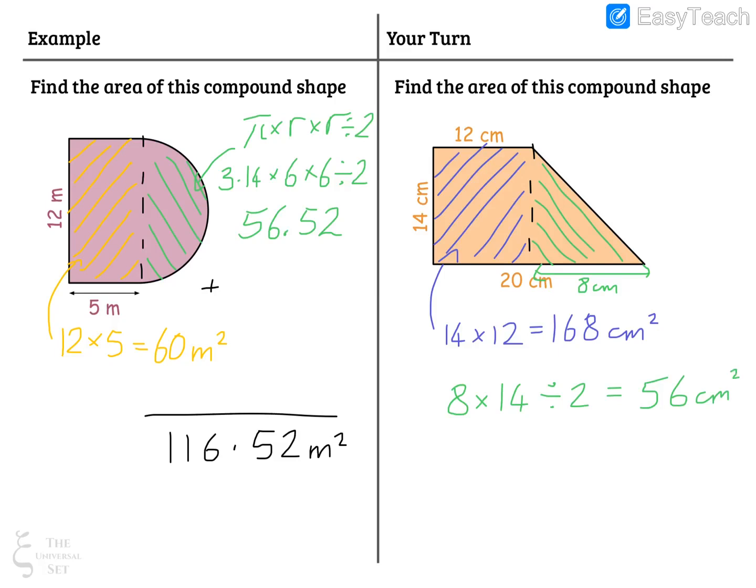And last step, we need to add those guys together. Again, I haven't lined it up very well, apologies. We've got 224 centimetres squared. I hope, and hopefully you got the same as well.